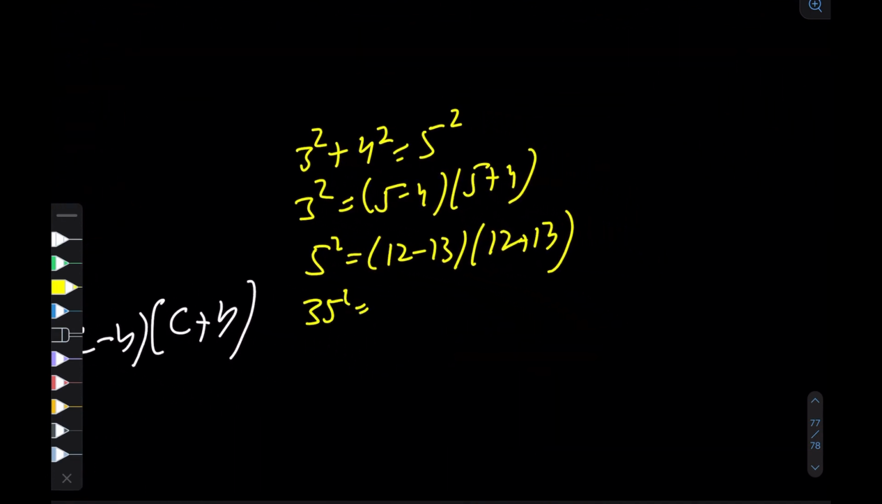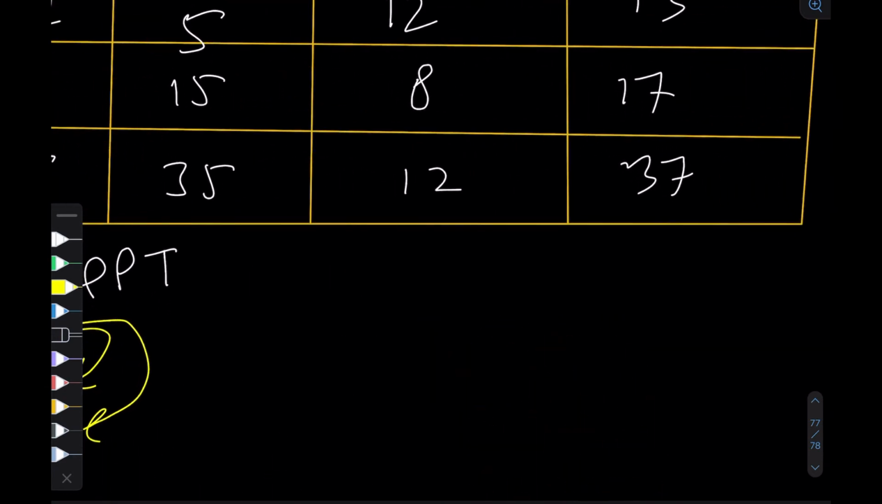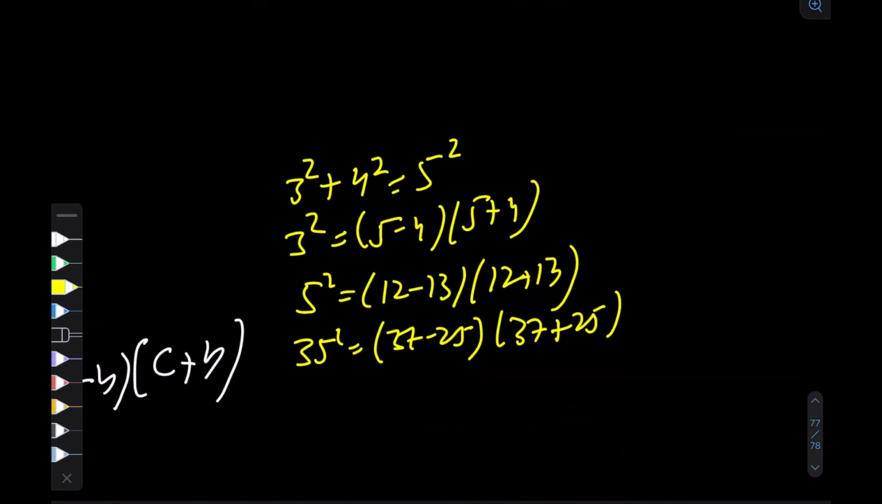35 square, 37 minus 12 into 37 plus 12, right? Was this it? No, it was 12. Okay, so it was 12. This means 35 square is 25 multiplied with 49.